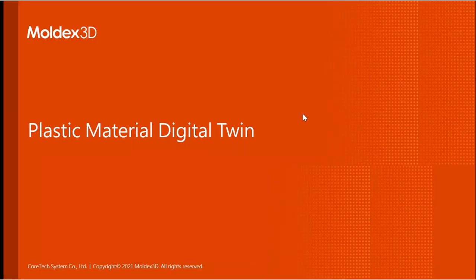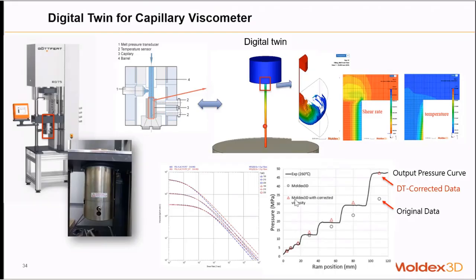Okay, so above is what we can do right now in Moldex3D. Basically we can make lots of measurements for thermoplastic and thermoset. And also in the laboratory, we are working on creating the plastic material digital twin. Okay, this will give you a simple idea about what this stands for. For example, this is the capillary viscometer, and we call it the physical twin of the instrument. And we can create a digital copy of the machine.